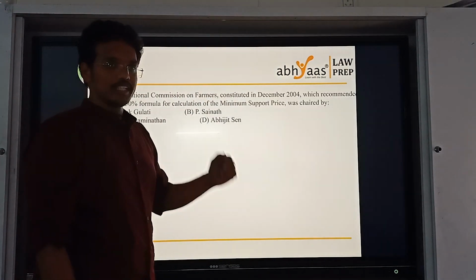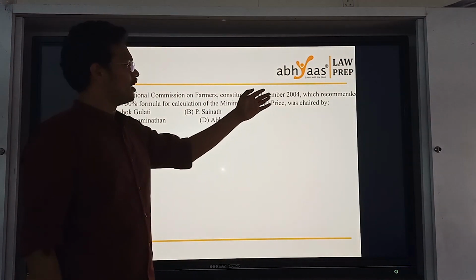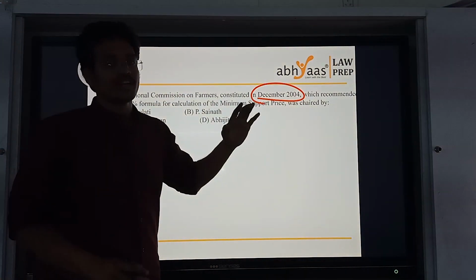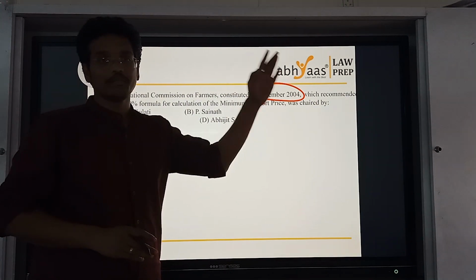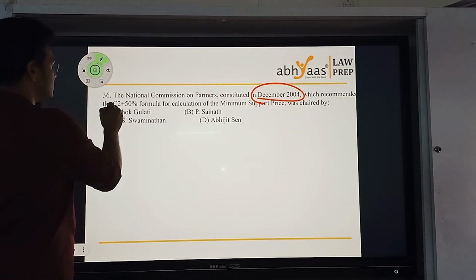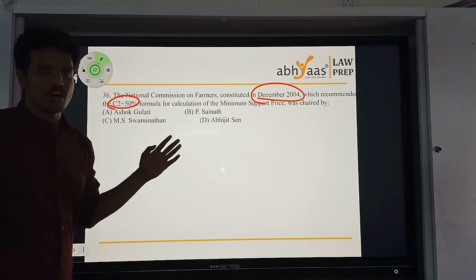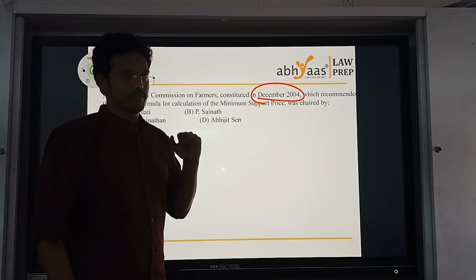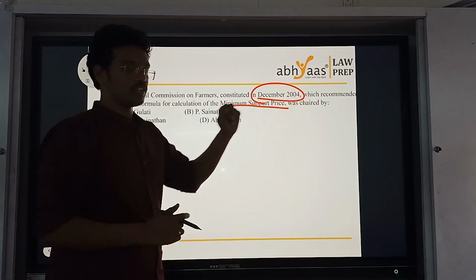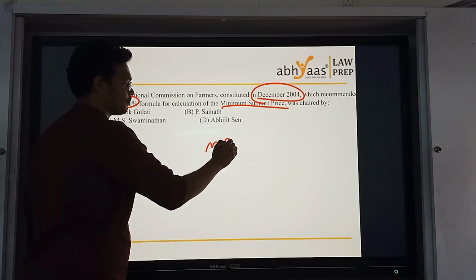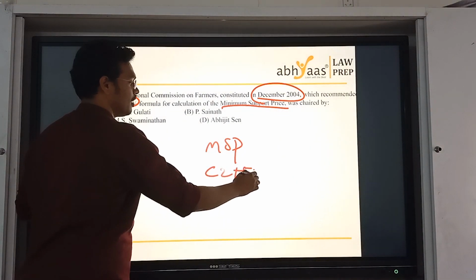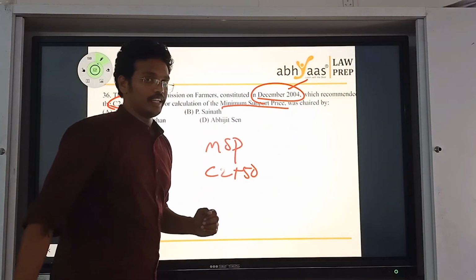The National Commission on Farmers constituted in December 2004. So this is not the latest commission. This commission was established in 2004, which recommended the C2 plus 50% formula for calculation of MSP. There are a lot of keywords here. One is MSP, minimum support prices, and another is C2 plus 50, and it is not the latest report.